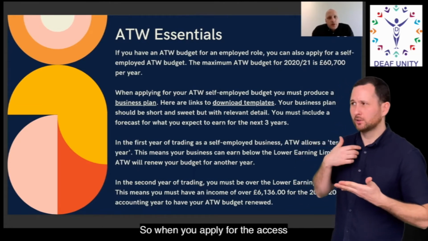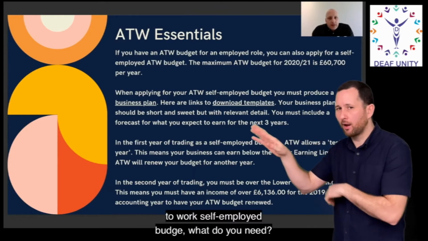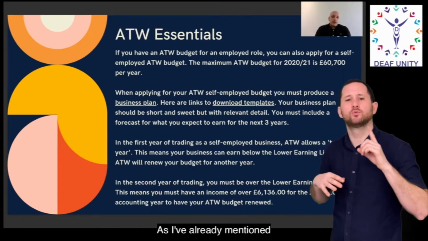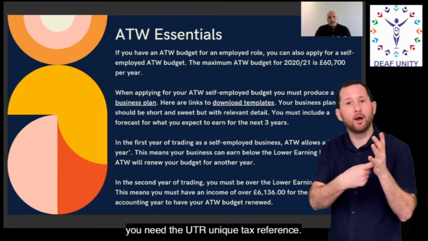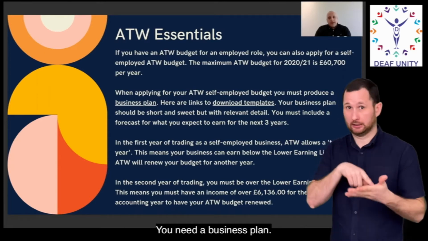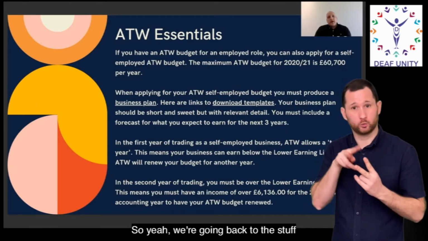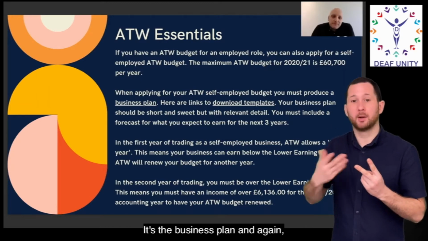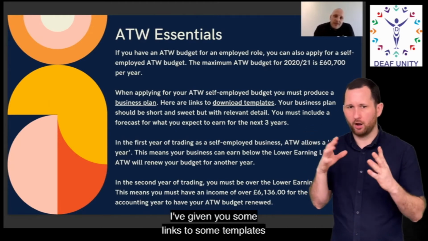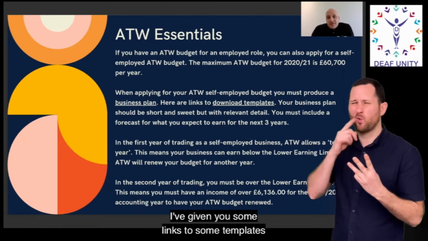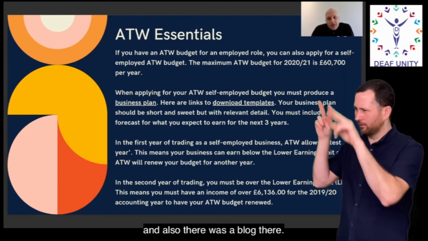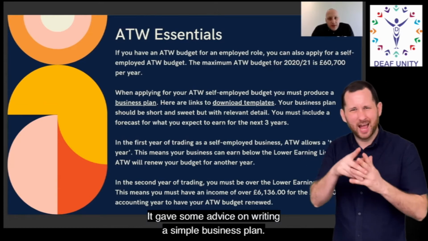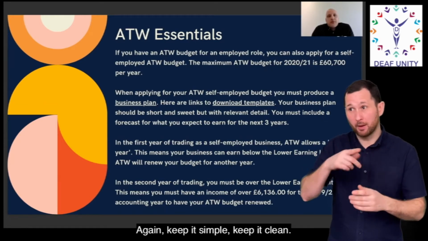So when you apply for the Access to Work self-employed budget, what do you need? As I've already mentioned, you need the UTR, unique tax reference, and you need a business plan. So yeah, we're going back to the stuff that's not so much fun anymore. It's the business plan. Again, I've given you some links to some templates, and also there was a blog that gave some advice on writing a simple business plan. Again, keep it simple, keep it clean.